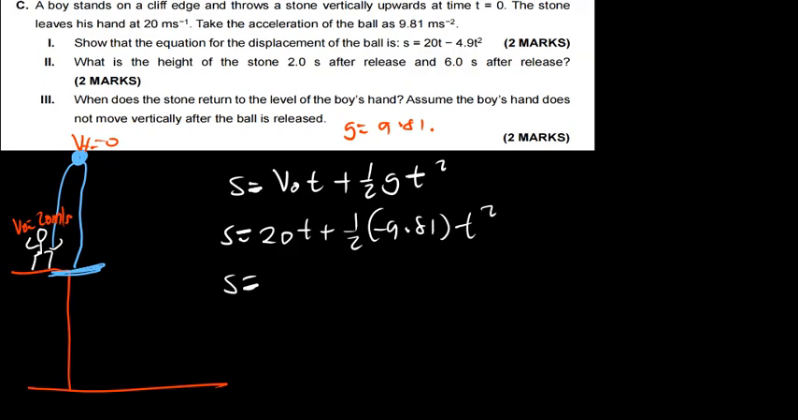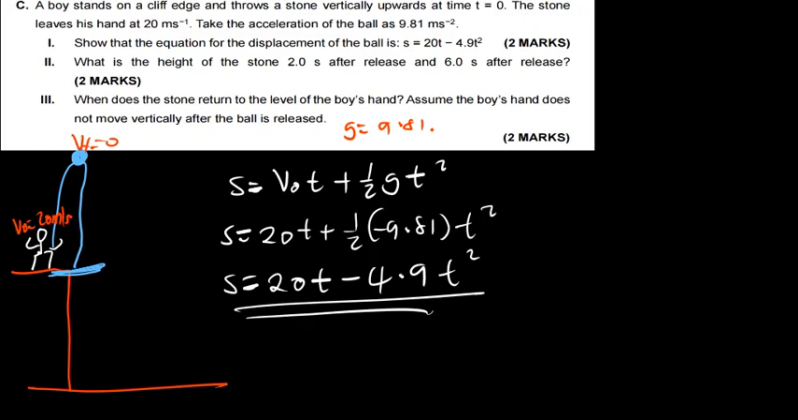So I have got 20t, negative will be here, then I'll have 9.81 divided by 2, that is 4.905, but since it is just in two decimal places, I'll just put 4.9, then t squared. So this is where that formula is coming from. So we have shown that the displacement is given by that formula. Then another question is, what is the height of the stone 2 seconds after release and 6 seconds after release?